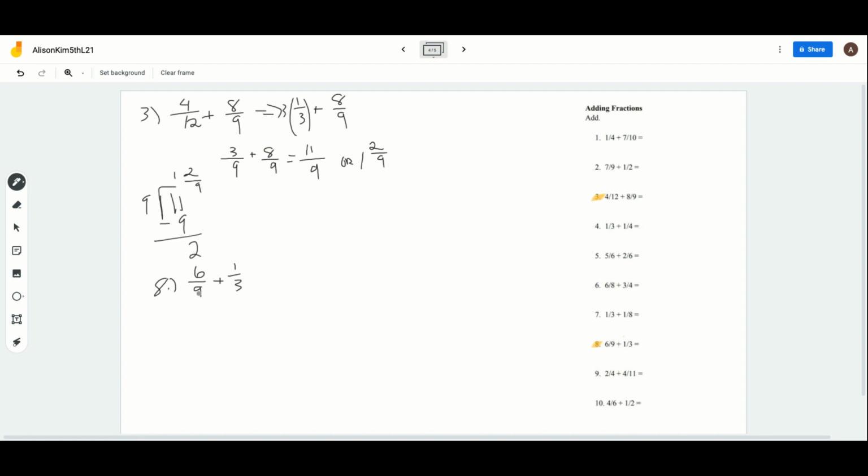For this number 8, you can multiply 1/3 by 3, or you can just simplify 6 over 9. And let's just do simplification first. And we know both 6 and 9 can be simplified by the number 3, so we're going to put 2 over 3. And already we have LCD, or same denominators. So we just need to add, and we get 3 over 3. So number 8 will just be 1. And let's check our answers. Number 3 was 1 and 2/9, and number 8 was 1. Yep, and that's how you do adding fractions.